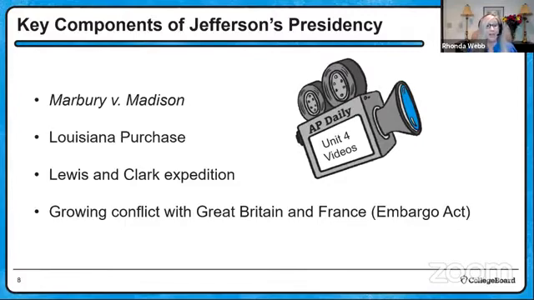And again, it's going to be about this idea of state versus federal power. Jefferson comes in, he's much more in tune with this agricultural approach to the economy more than the industrialized approach that the Federalists were promoting, this kind of market economy. So that's going to be a difference here with Jefferson.